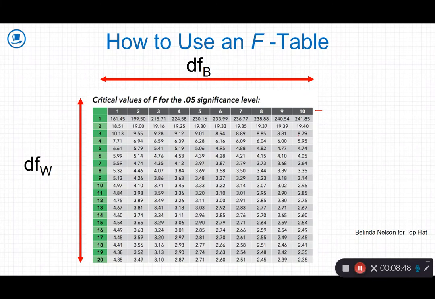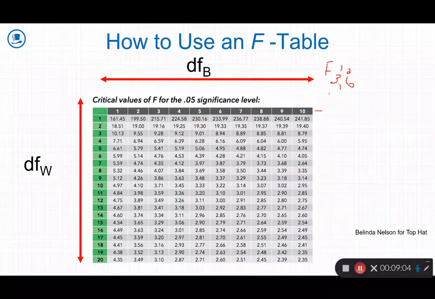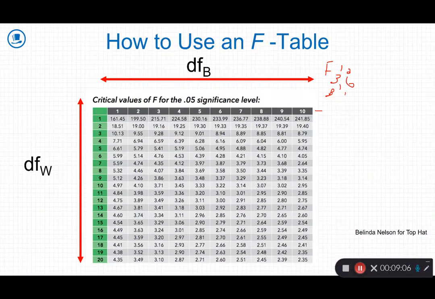So here's the typical way to do it. Say we have F for 3 and 6 degrees of freedom, right? It's always degrees of freedom 1, degrees of freedom 2, right? Degrees of freedom between, degrees of freedom within. So we would need the conjunction of degrees of freedom 3 and 6, which is that one right there. So the critical value would be, in that case, 4.76.